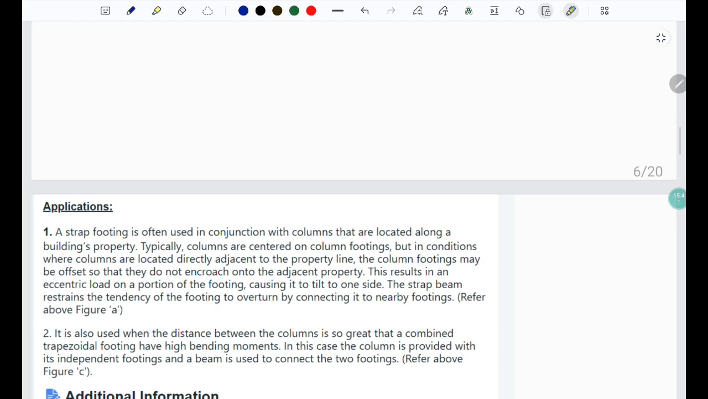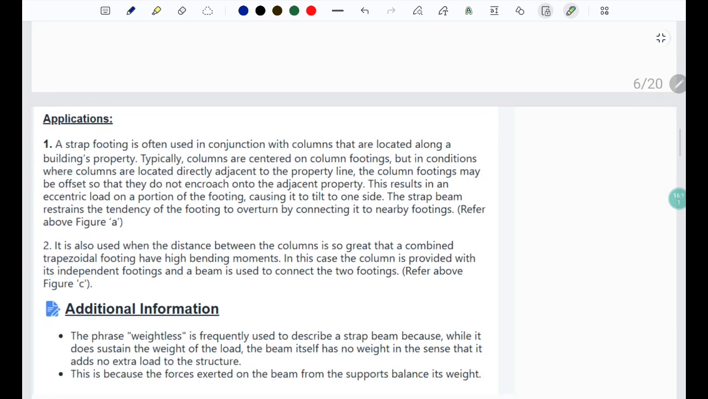Now there are applications. Strap footing is often used in conjunction with columns that are located along the building property. Typically columns are centered on column footings, but in conditions where columns are located directly adjacent to the property line, the column footings may be offset so that they do not encroach on the adjacent property. Hence there are chances of eccentric loading, due to which tilting can happen. So strap beams restrain their overturning tendency by connecting it to the nearby footing.